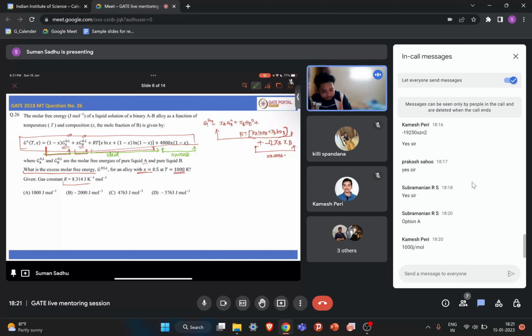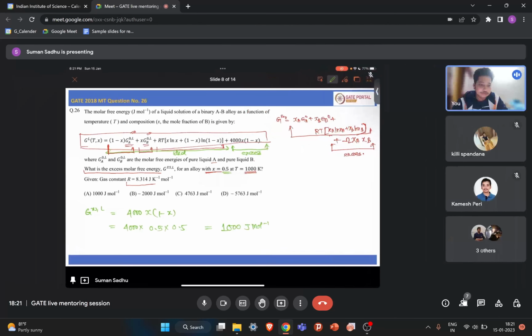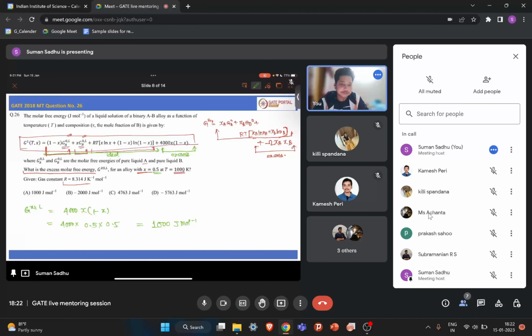So that means your G excess is 4000 x into 1 minus x. Now x is given, it's 0.5. So 4000 into 0.5 into 1 minus x, which is also 0.5. So how much will it come? 1000 joule per mole. Yes, Kamesh, you have given the correct answer. Subramaniam, you also have given the correct answer. So I think everyone understood this question, right?